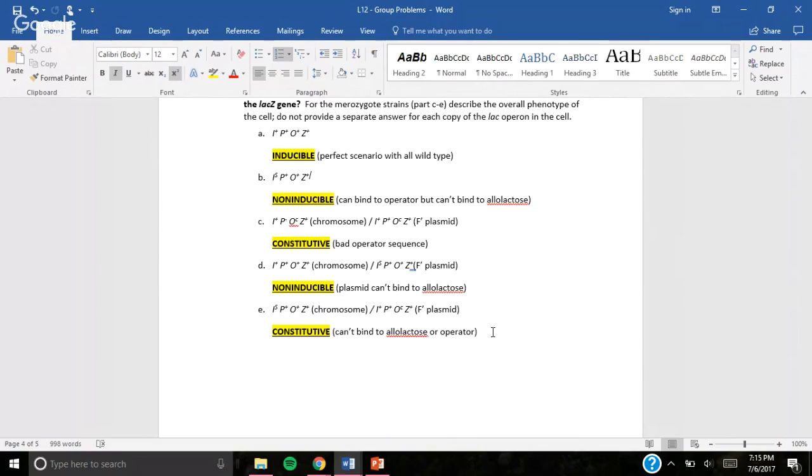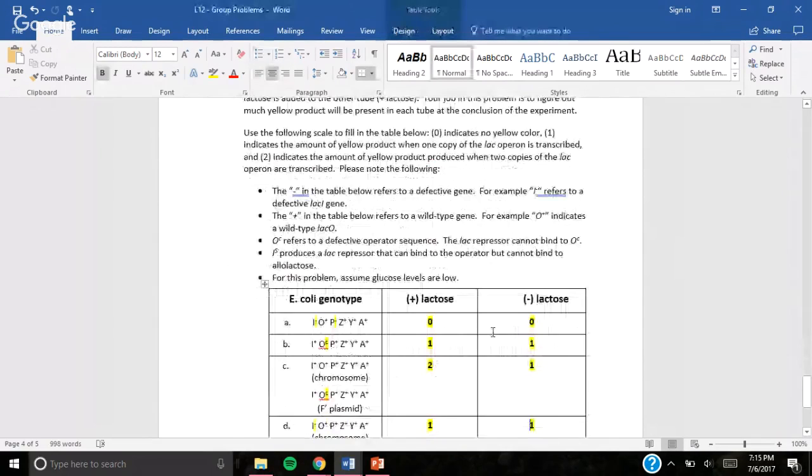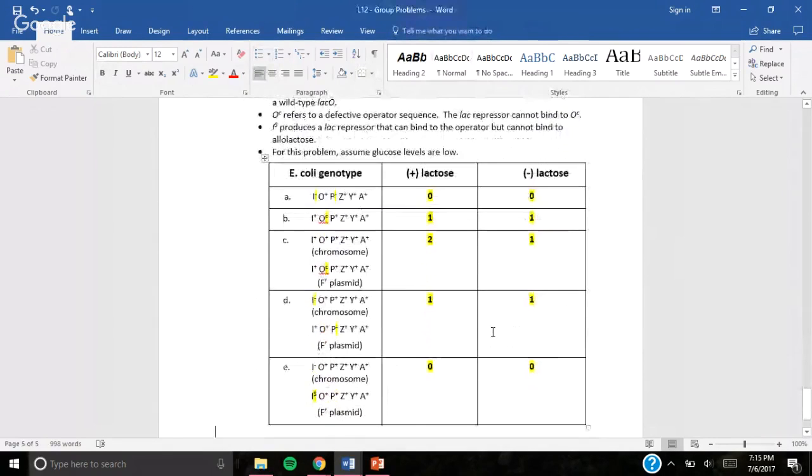And we'll move on to 5. So this one's the same scenario, but it's asking about, like in the Jacob and Monod experiment, what colors we'll get.